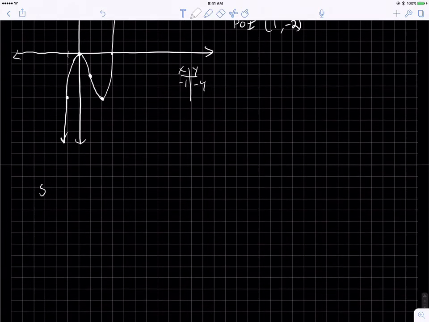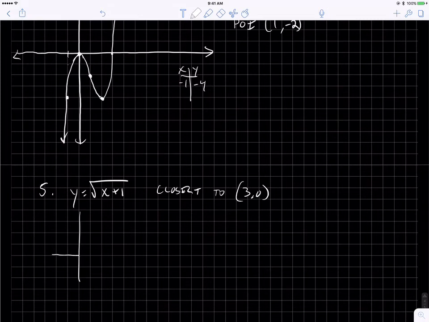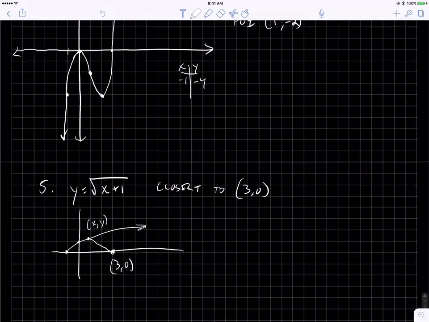Number 5. Find the point on the graph y equals the square root of x squared plus 1 closest to the point (3, 0). So the graph is sort of looking like this. It's a very rough sketch, and there's (3, 0). We've got some point on the curve, (x, y). It could be anywhere on the curve. We want to calculate that distance and make it a minimum.